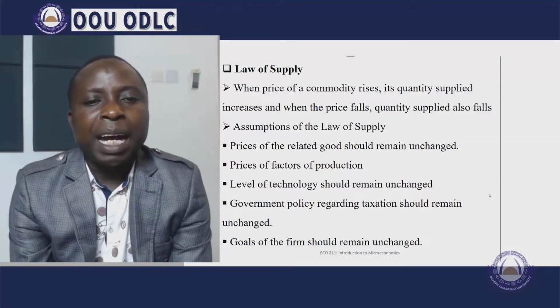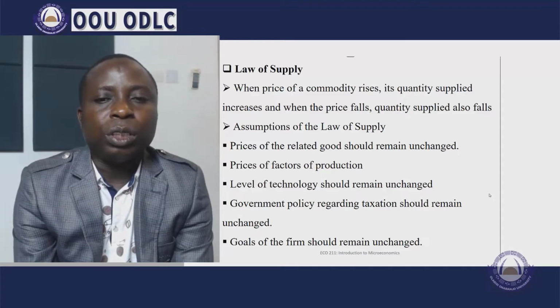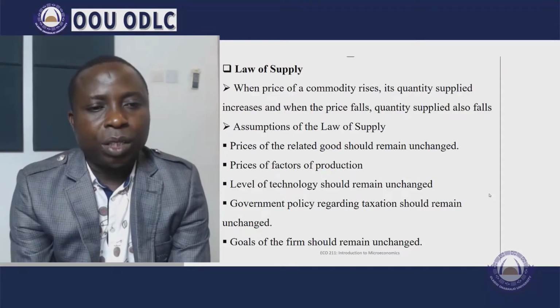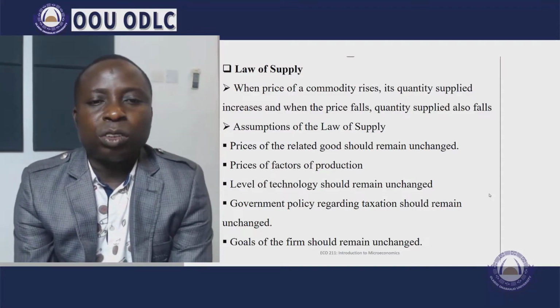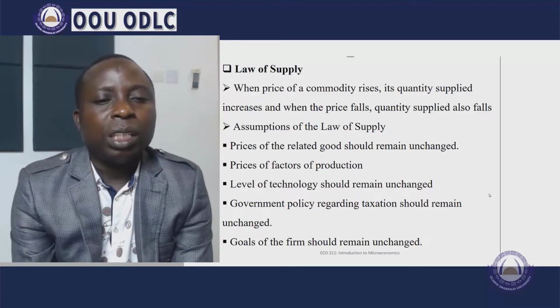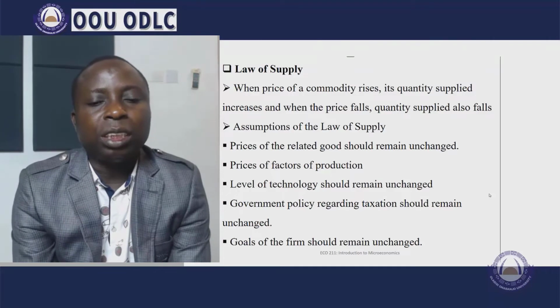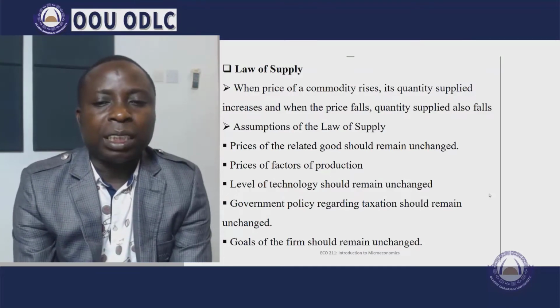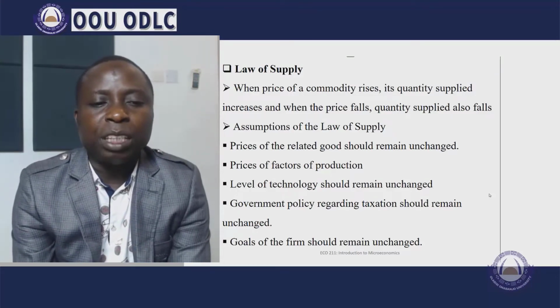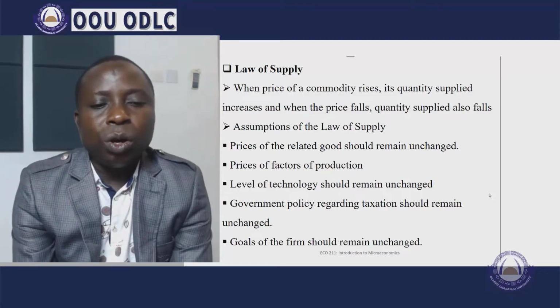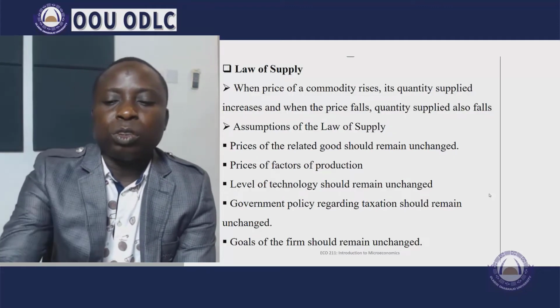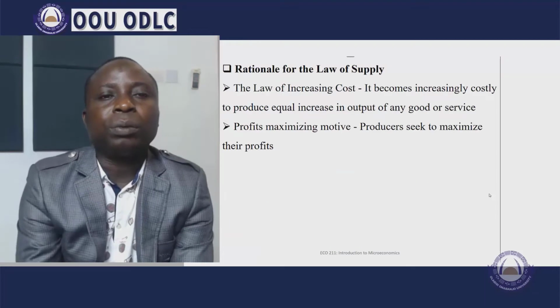One, price of the related goods should remain unchanged. Prices of factors of production and level of technology should remain unchanged. Government policy regarding taxation should remain unchanged. Goals of the firm should also remain unchanged.